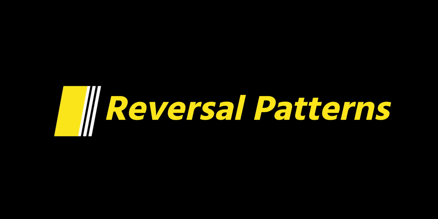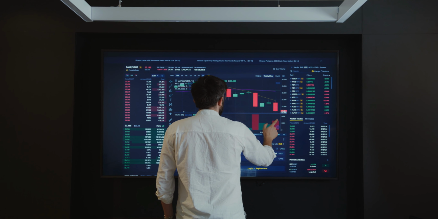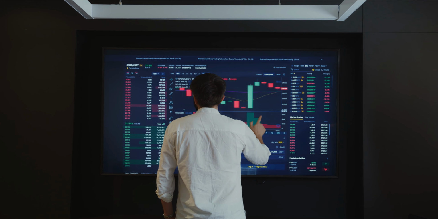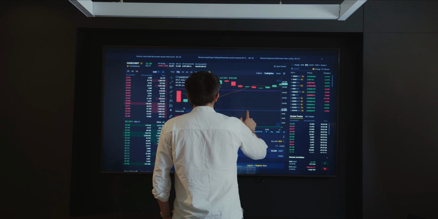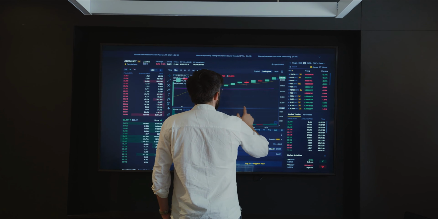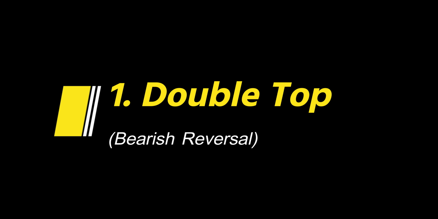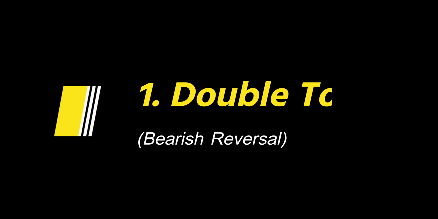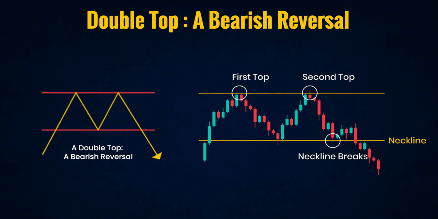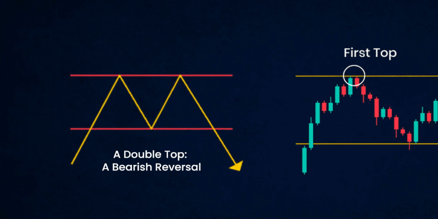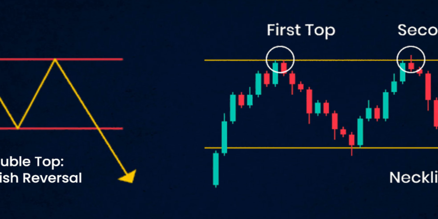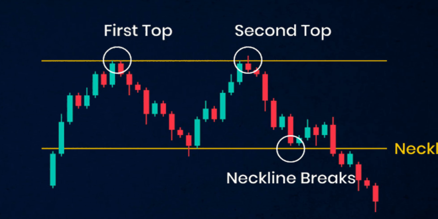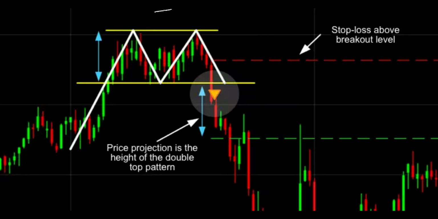Reversal patterns. Reversal patterns are your best friends when you're trying to catch tops and bottoms in the market. Here are the most powerful ones. 1. Double top, bearish reversal. The double top pattern occurs when the price rises to a resistance level, falls, then tries again but fails to break through that level a second time. It forms an M shape on the chart.